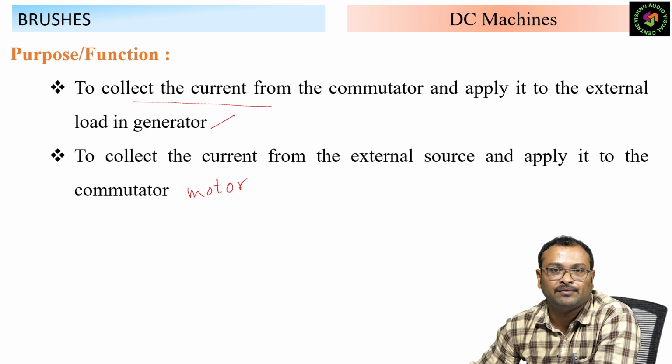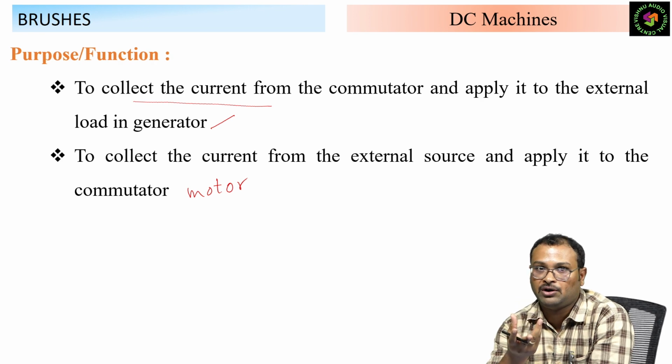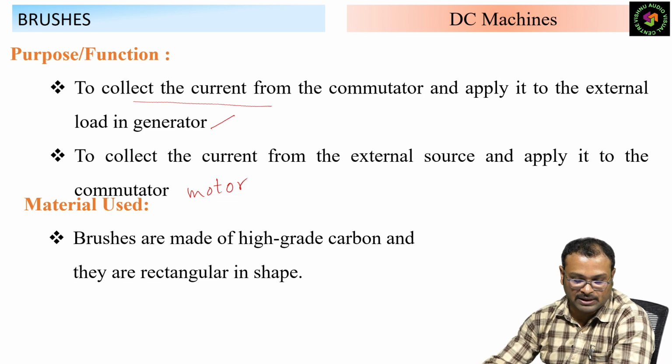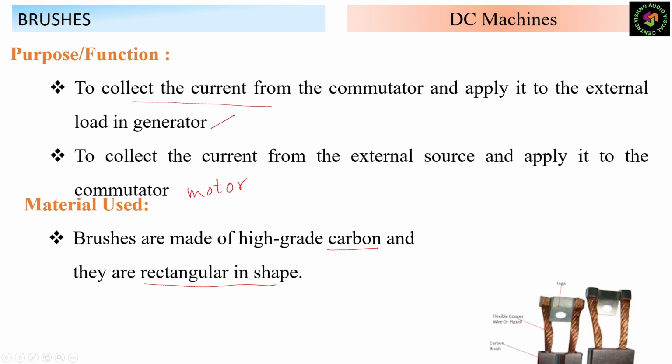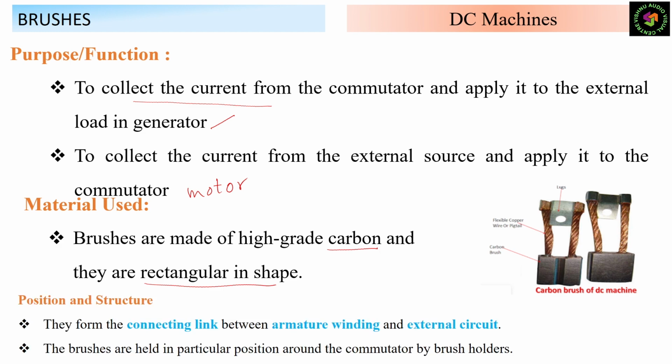And what is it made up of? We don't want friction. It has to be very smooth with the commutator and it has to be a very good conductor. So definitely we'll go with carbon. So these are carbon brushes. Brushes are made with high grade carbon and they are rectangular in shape. Why rectangular? So that we can keep them in the brush holders and easily transfer from the commutator to the brushes. They are the connecting link between the armature winding and the external circuit, and brushes are held in a particular position around the commutator by brush holders.